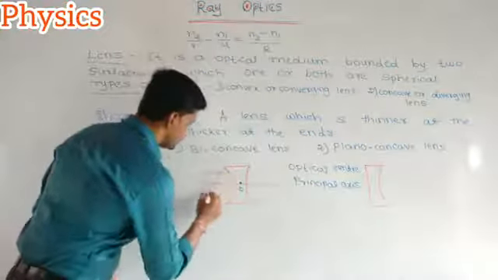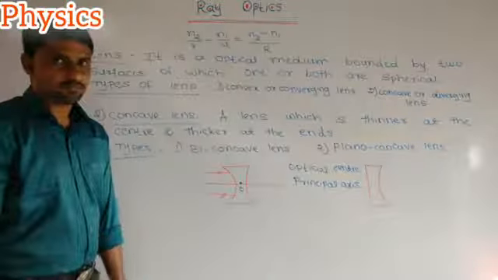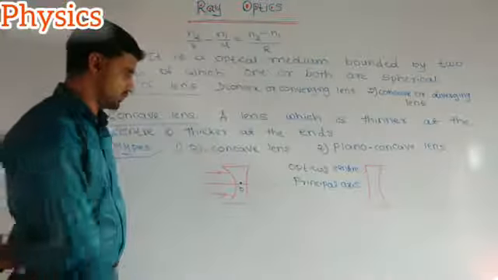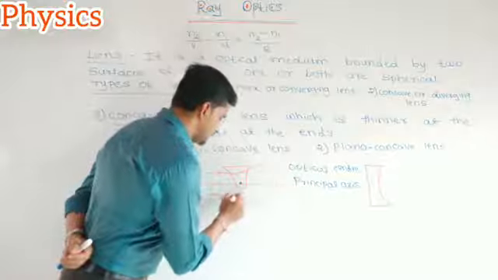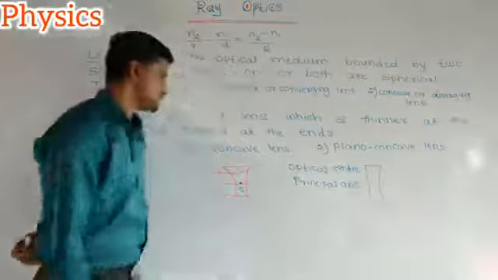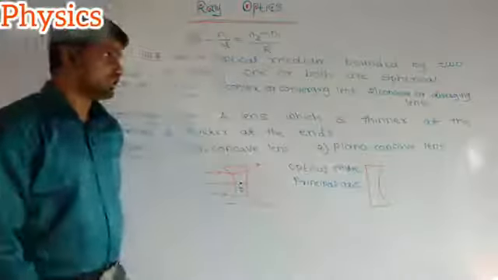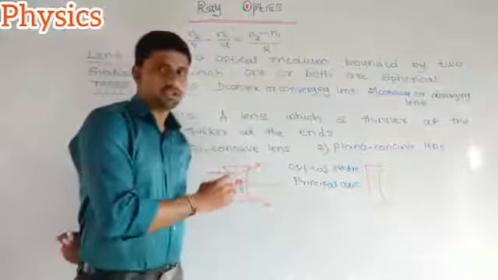Now I am going to incident two rays of light on this concave lens. After hitting that refracting surface, those incident light rays will diverge like this. That incident light ray will diverge. So these kinds of lenses are called diverging lenses.